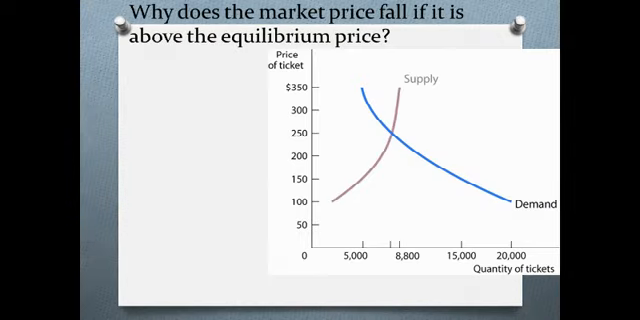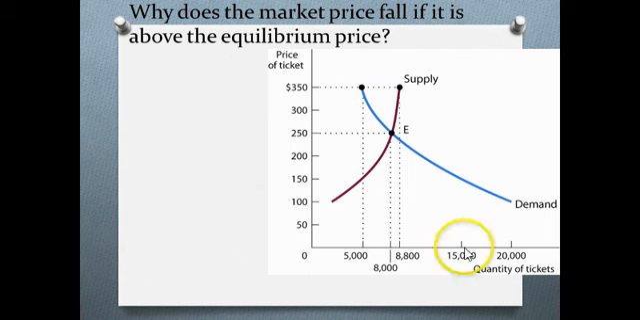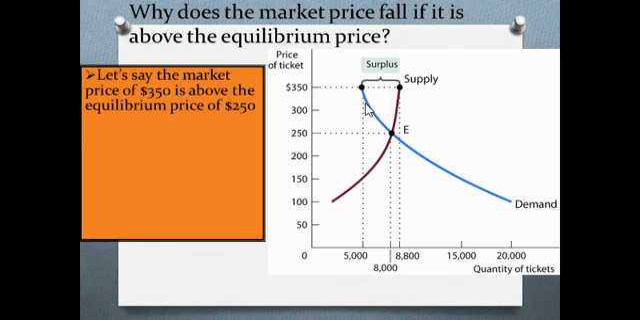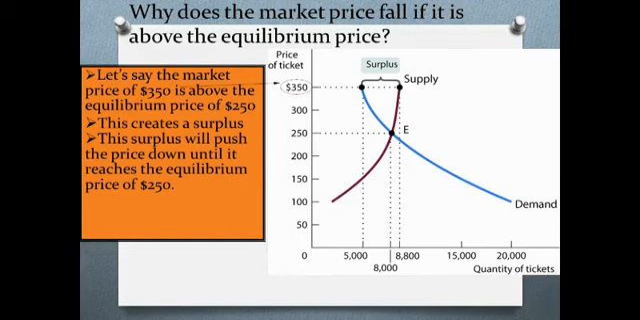So why would the market price fall if it's above equilibrium? Let's explore this. And think about, what is this called? If you have excess supply, what do you have? It's a surplus, I'm sorry. It's a surplus. So let's say the market price of 350 is above the equilibrium price of 250, right? So we should be at 250, but we're charging 350 instead. So we have a surplus of tickets. What's going to happen? Creates a surplus. Surplus will push the price down until it reaches the equilibrium of 250.